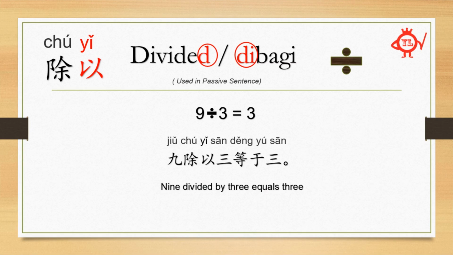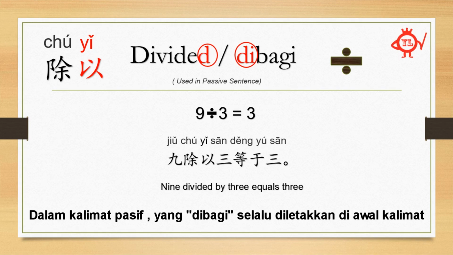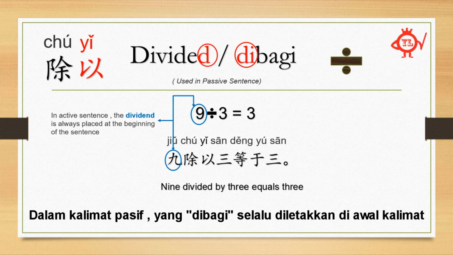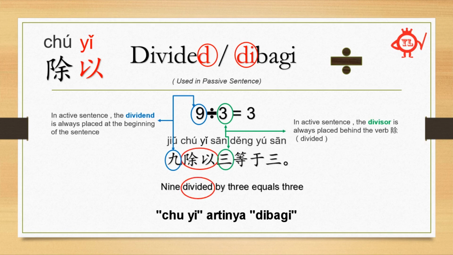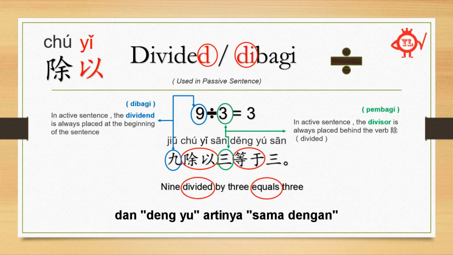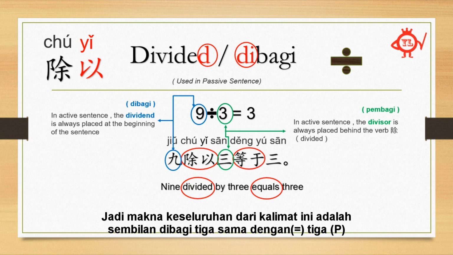9除以3等于3. Here, in a passive sentence, the dividend is always placed at the beginning of the sentence, whereas the divisor is placed behind the verb 除. And here, 除以 means divided, and 等于 means equals. So this sentence entirely means 9 divided by 3 equals 3.